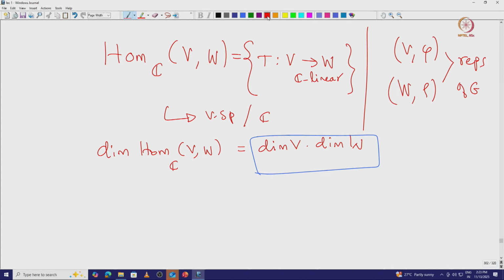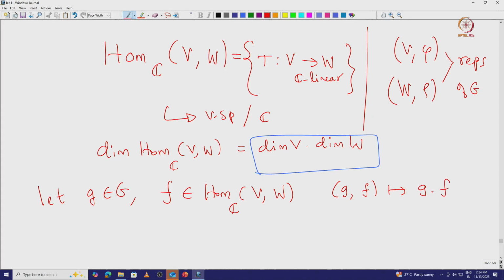So, now we want to define the action of G on this Hom space. Let us take g to be an element in G and f an element of this Hom space. In particular, f is a linear map. Now we want to associate to this data (g, f) some g·f, which is supposed to be an element of again our Hom space.